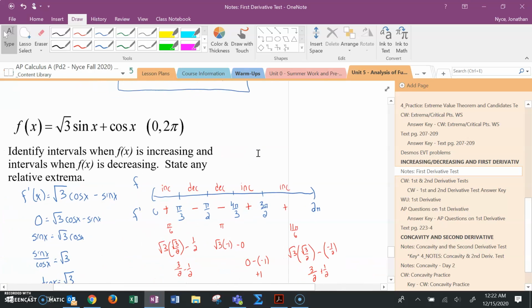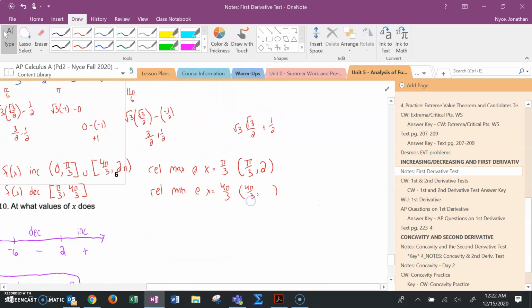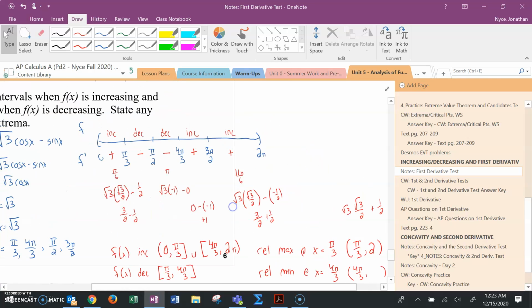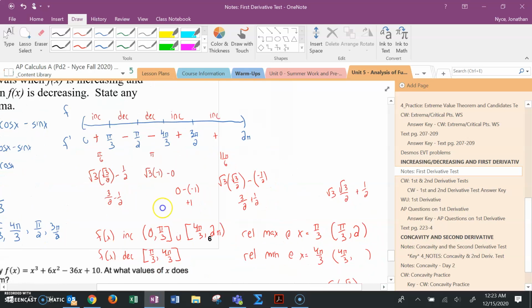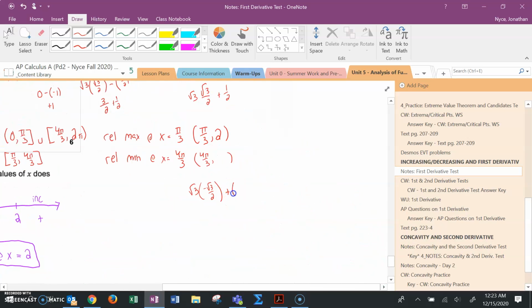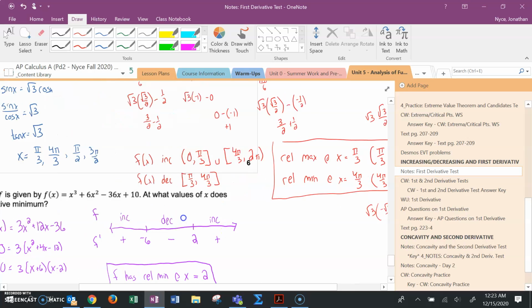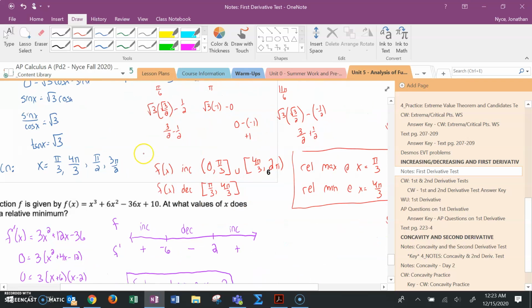to the original function, the sine of 4 pi over 3 is going to be negative root 3 over 2. So you have root 3 times negative root 3 over 2 plus, back to the original function, the cosine of 4 pi over 3 is going to be negative 1/2. So that gives us negative 3/2 plus negative 1/2, which is negative 2. So those are the extrema, and these are the intervals of increasing and decreasing.